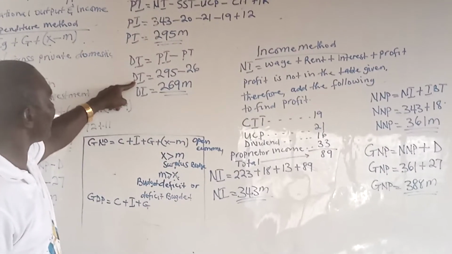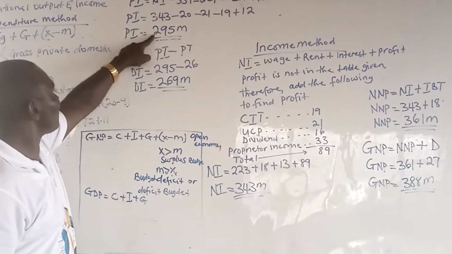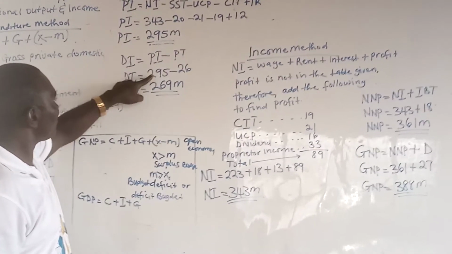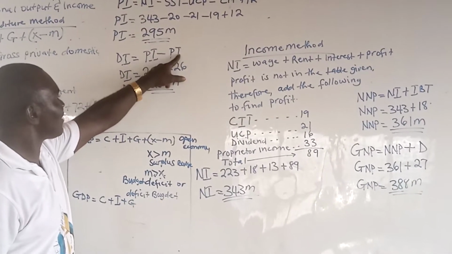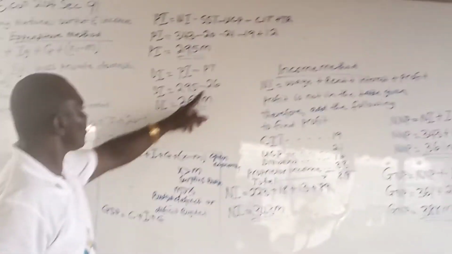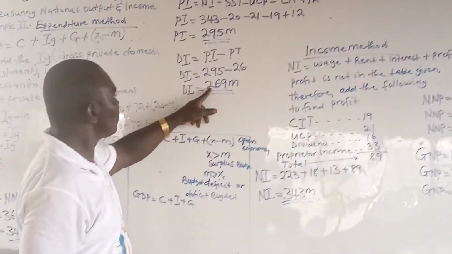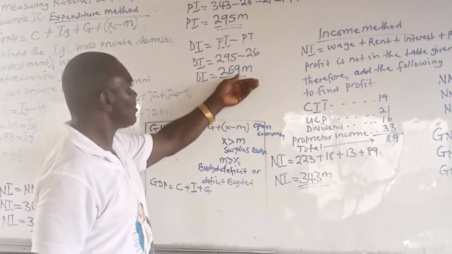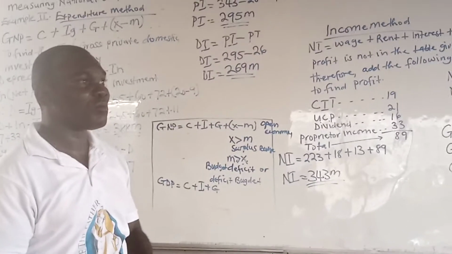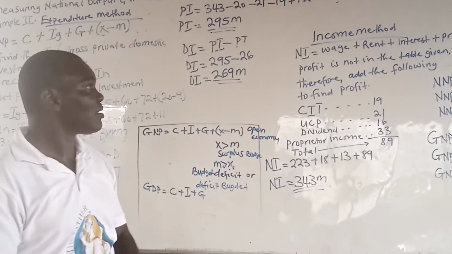So those values are given. The 295 comes from the PR value, minus the personal tax. They are deducting 26 million from your tax. So if you do the subtraction, you come out to 269 million. So 269 million, this is the money you are taking home. That becomes your take-home pay.